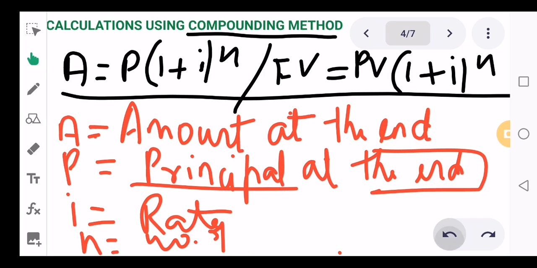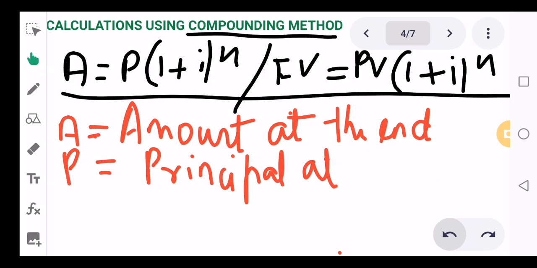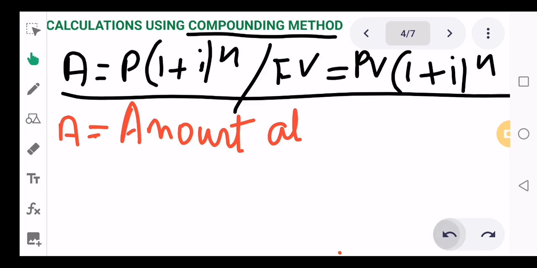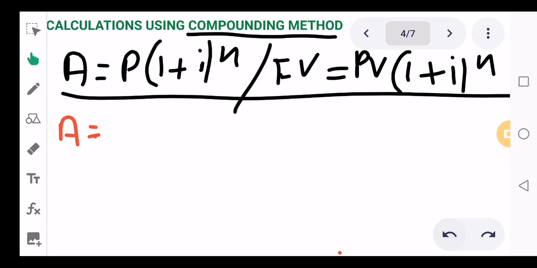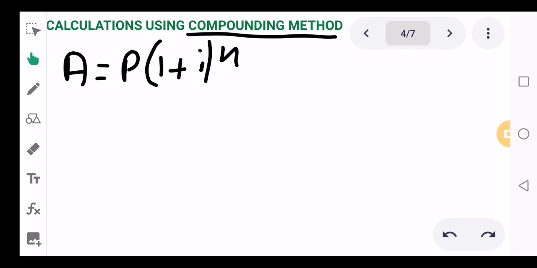Now using this formula, let's solve some problems so that there's more clarity. This method of compounding can be done another way, which I'll teach in the next part of the video. Otherwise, this is going to be really lengthy.